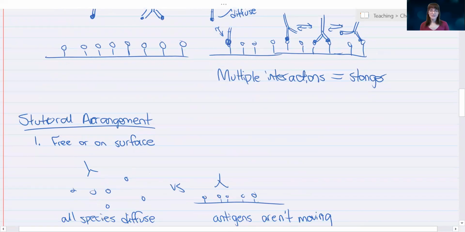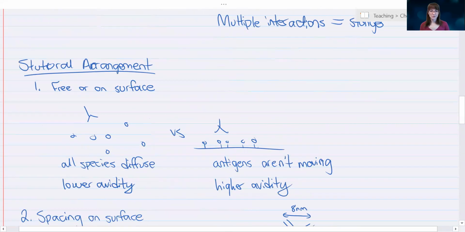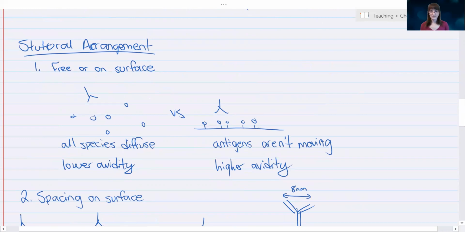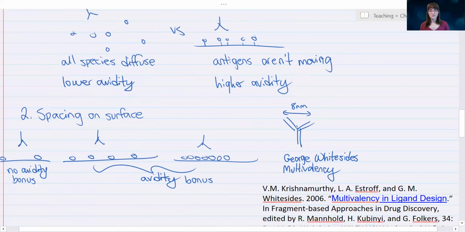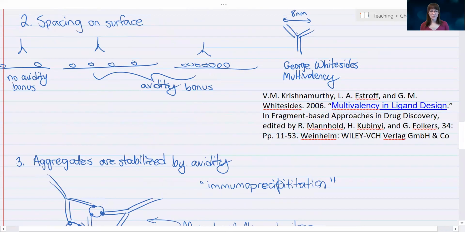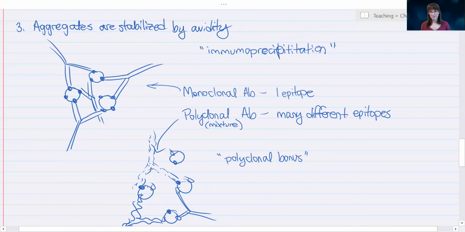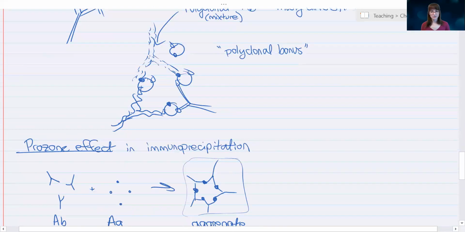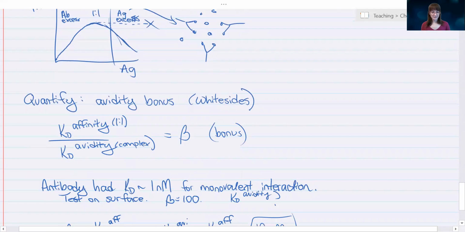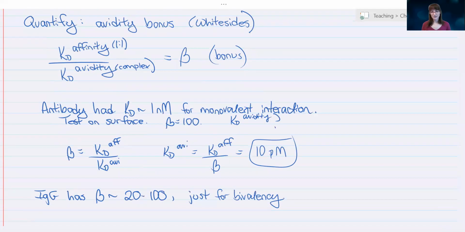And then we talked in detail about how the structural arrangement of the 2 binding partners can make a big difference, whether it's freer on a surface, what the spacing is on any surfaces, and then how aggregation can be stabilized both for monoclonal or polyclonal mixtures. We learned about the prozone effect, and finally we learned about this avidity bonus. Okay, so if you have any questions, feel free to contact me. Otherwise, you can go on to the next video when you're ready, which is going to talk about the kinetics of binding, how fast these processes happen.